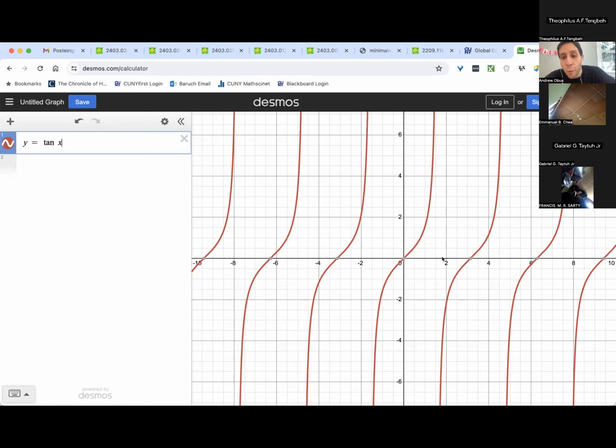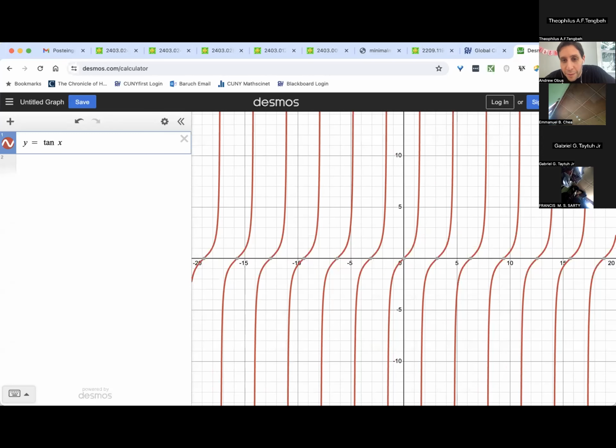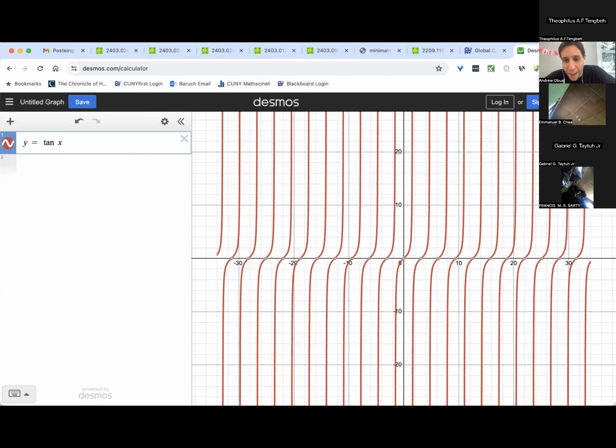Pi over 2 is about 1.57, so it should be a little bit to the right of this bar right here, because this is 0.5, 1, and 1.5. And so if you follow this up enough, then you can see that it ends up moving closer here to 1.57. So yeah, with Desmos, you can zoom out as much as you want.